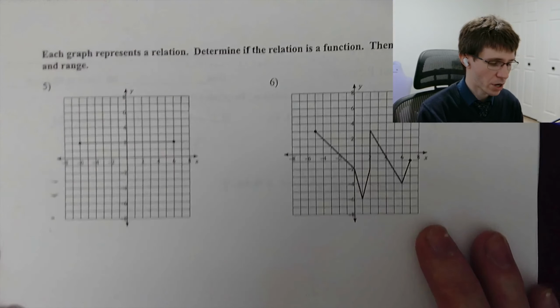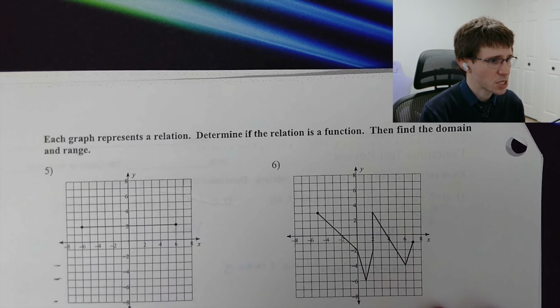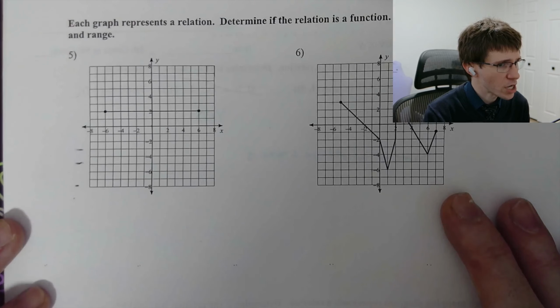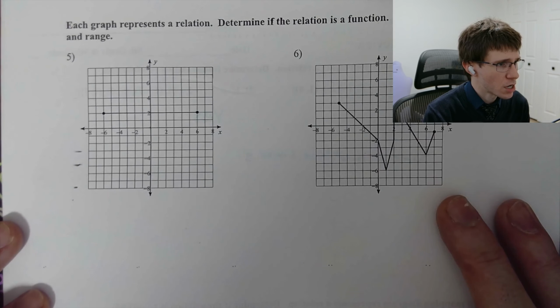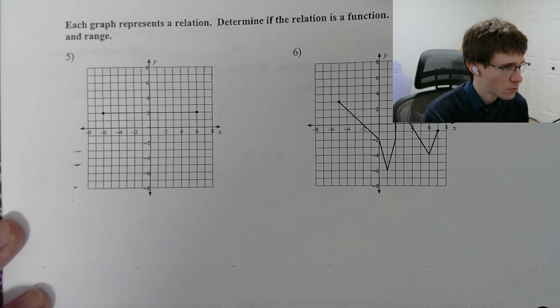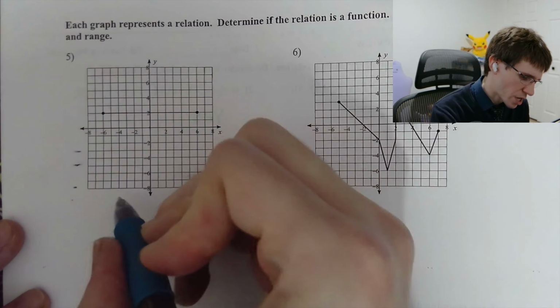Let's go ahead and move on to the next page, where I actually am going to be starting off brand new. So we have: each graph represents a relation. Determine if the relation is a function, then find the domain and range. So we're doing domain and range here. First we have to figure out if it's a function. To determine that, we're going to be doing what is called the vertical line test.